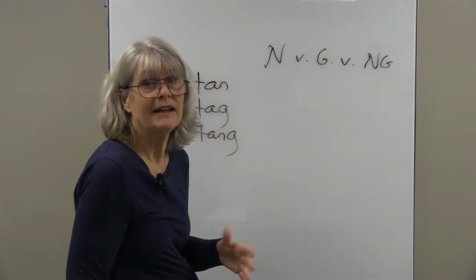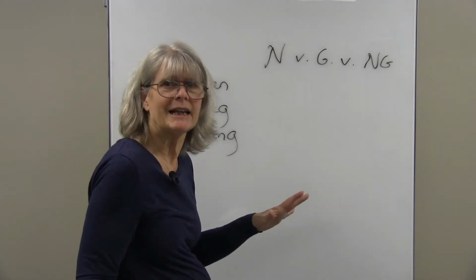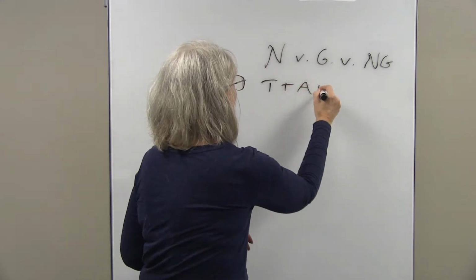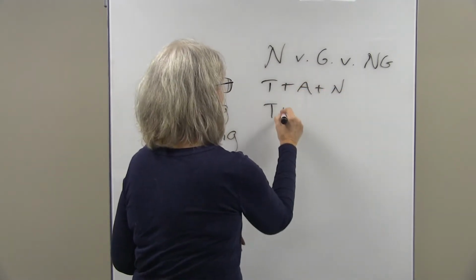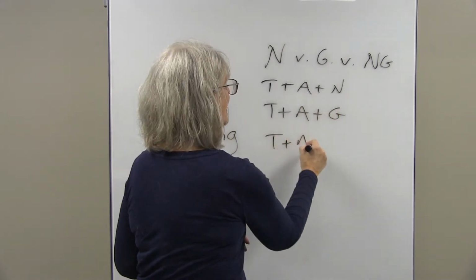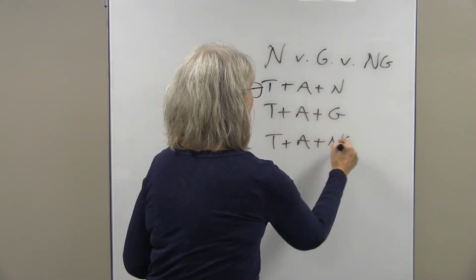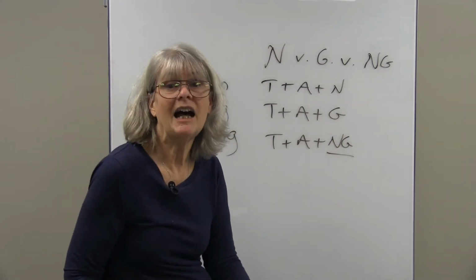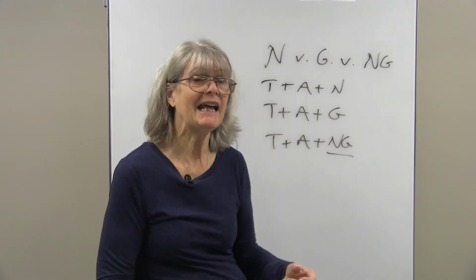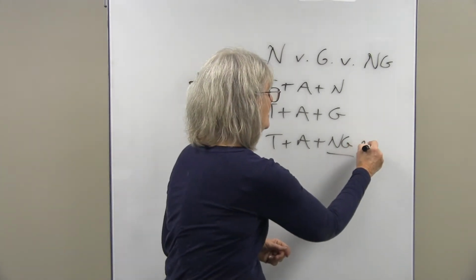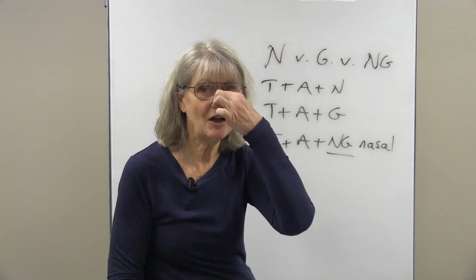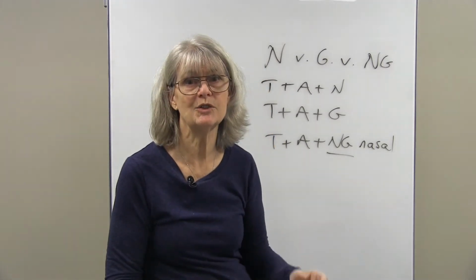Okay, 3 words, and as you know, they're all fairly related. They all begin with a T and an A. So this is T plus A plus N. This is T plus A plus G, and this is T plus A plus NG. Okay, that is not an N plus a G, it is an NG, and that's a specific sound. This is what we call a nasal sound, because it's all up in your nose. That's where the sound is produced.